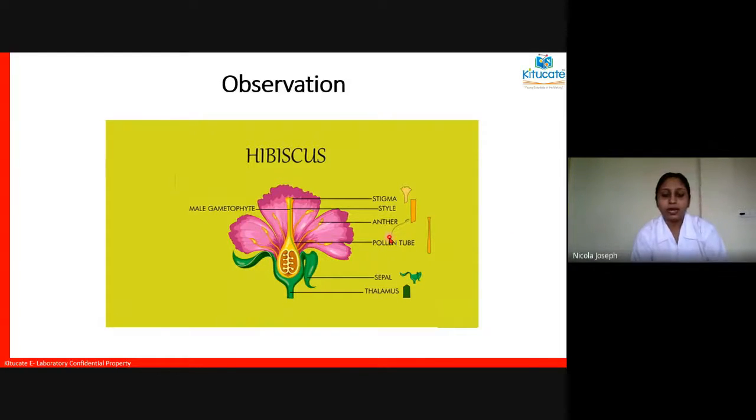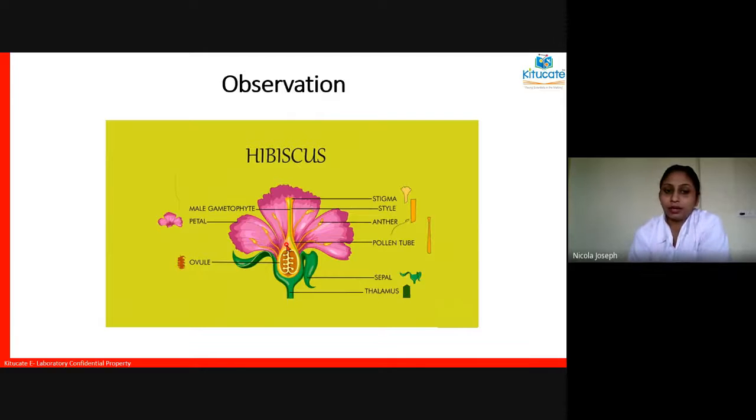Now you can see one center yellow colored portion. Can you all see it? So what is that called? That is called the pistil. That is the female part of the flower. So there are 4 parts: sepal, petal, stamen, and pistil.